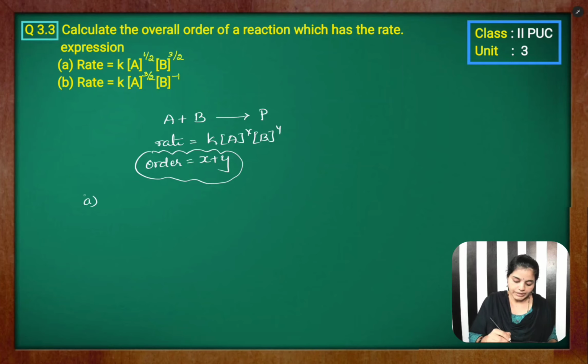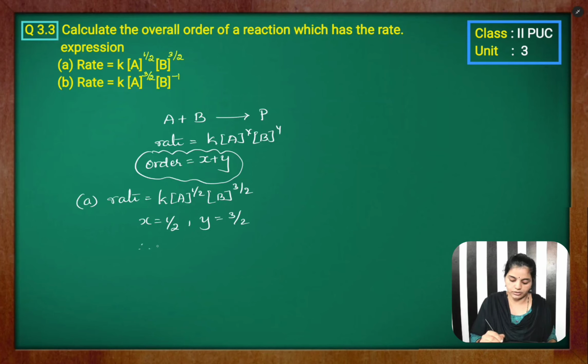So for the first one, they have given us rate is equal to K into concentration of A raised to half, concentration of B raised to 3 by 2. So here we have X is equal to half, Y is equal to 3 by 2, and therefore order is equal to X plus Y, which is equal to half plus 3 by 2, which is equal to 4 by 2, and the order is equal to 2.